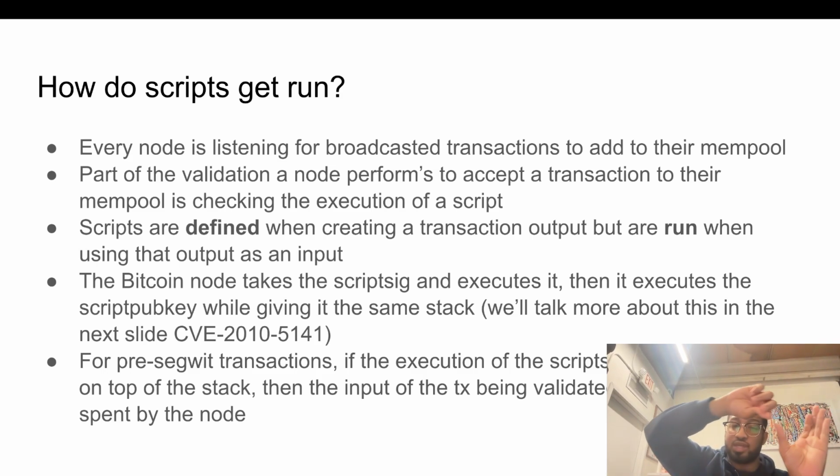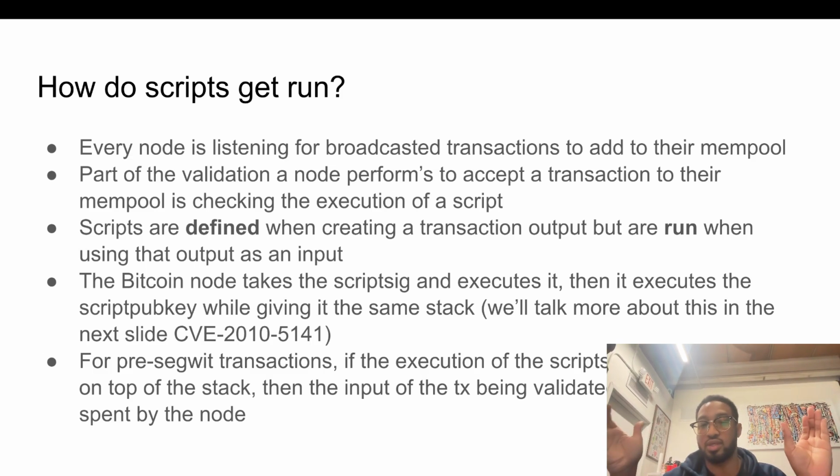You first run the script sig. The script sig could have opcodes inside of it, command and data push opcodes, and you'd execute that. You'd put some things on this shared stack, and then you'd go to the script pub key and execute whatever is in there. And then it would take things from the stack and put things as a result, like OP_ADD. Maybe it would take two numbers that you provided in your script sig, and then add them together and put the result onto the stack. So the Bitcoin node takes the script sig, executes it, and executes the script pub key while giving it the same stack. We'll talk more about this in the next slide.